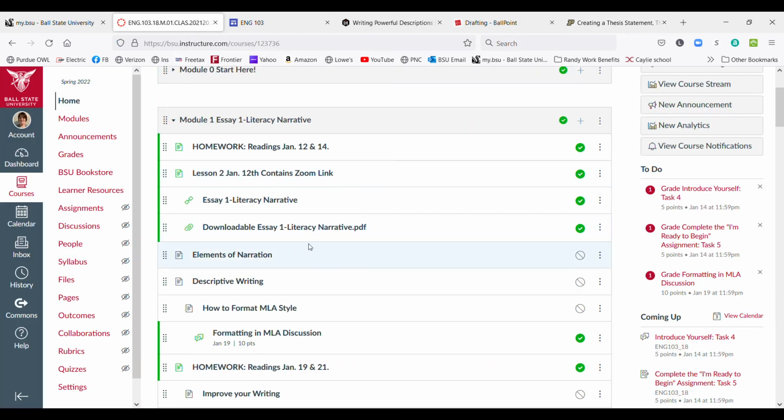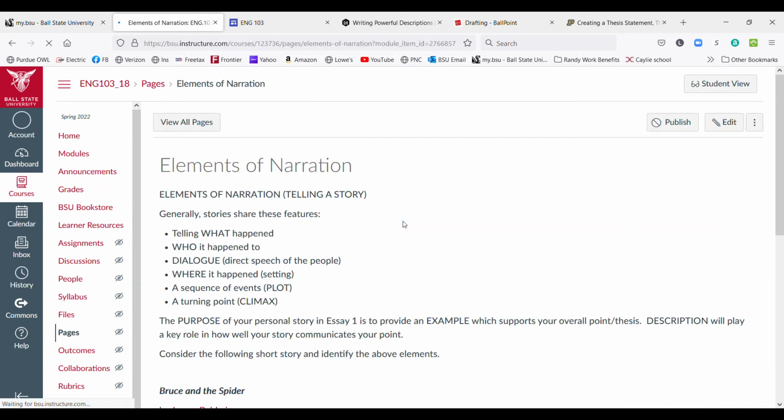Okay, so then let's go back to our Canvas. And we're going to talk about elements of narration and descriptive writing. Okay. Elements of narration. So this just tells it has a story, and then it's going to tell you these features. Elements of narration are telling a story. You want to tell what happened, who it happened to. You want to have a dialogue, direct speech of the people, where it happened, the setting, a sequence of events, the plot, and a turning point, the climax.